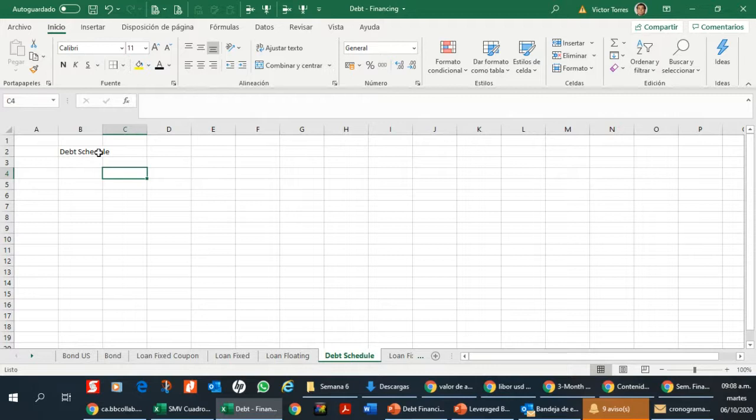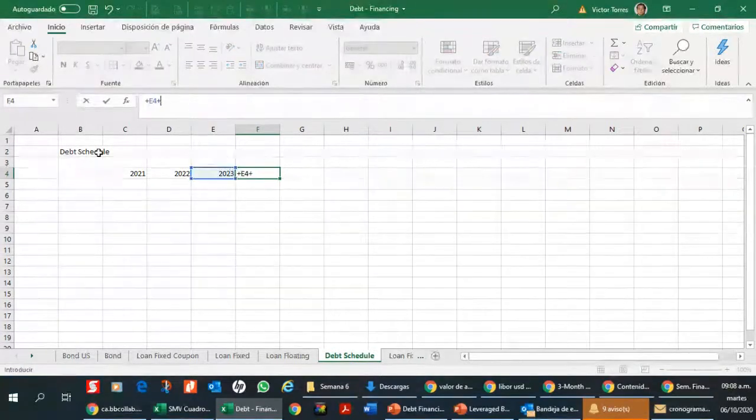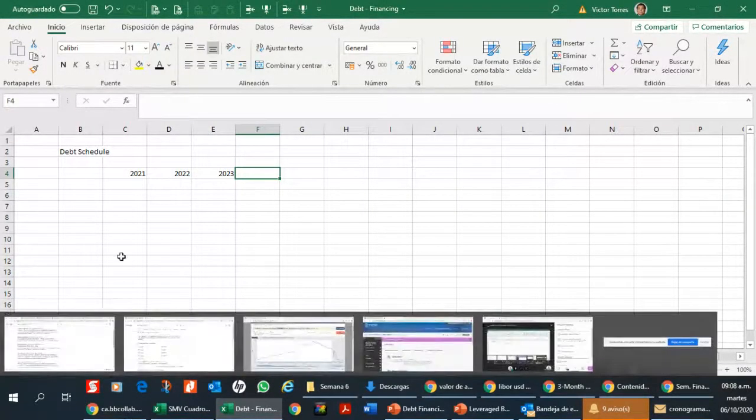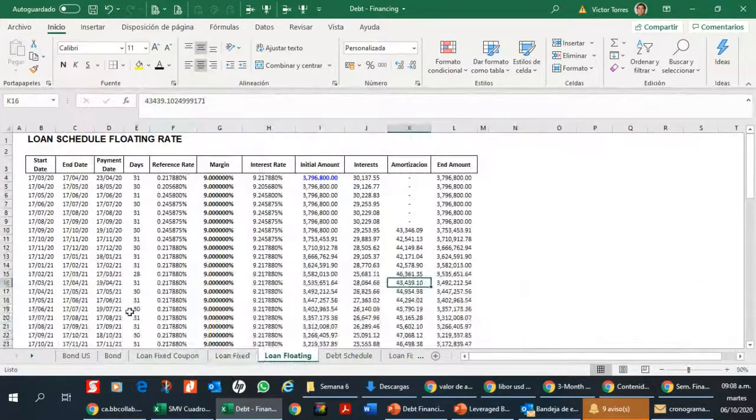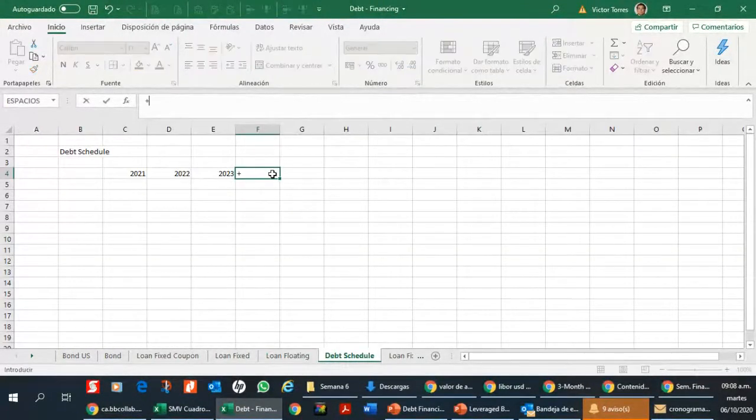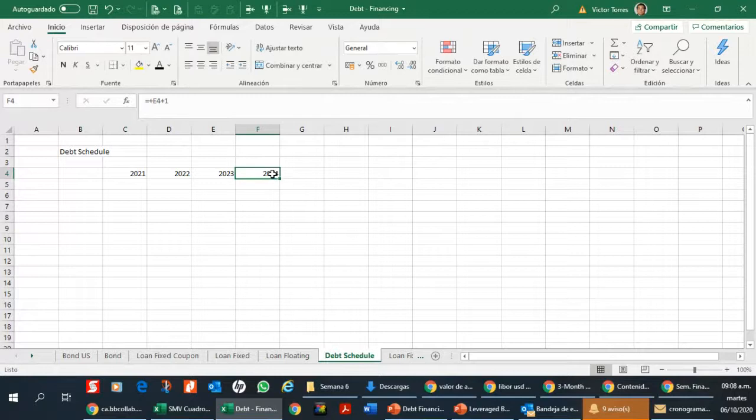So if we want to figure out, for 2021, 2022, and so on, the different payments that we're going to be having, using these schedules that we have in each one of the different tabs would quickly allow us to figure that out rapidly. That's why I wanted to present the different schedules that we have over here.